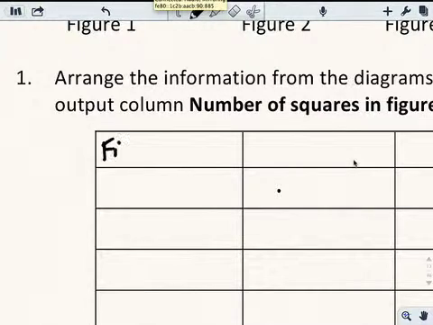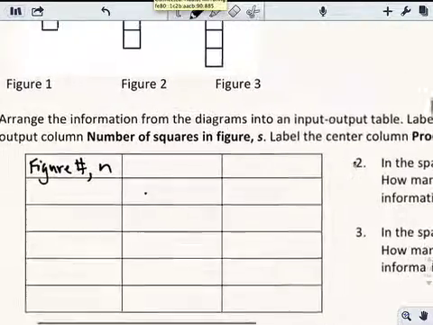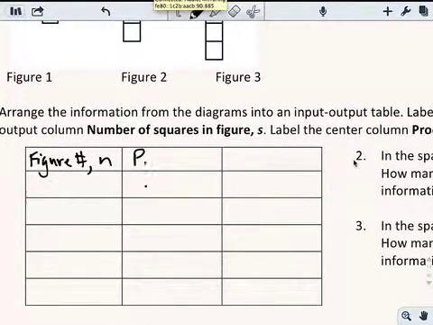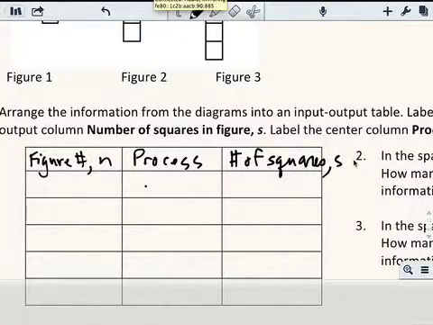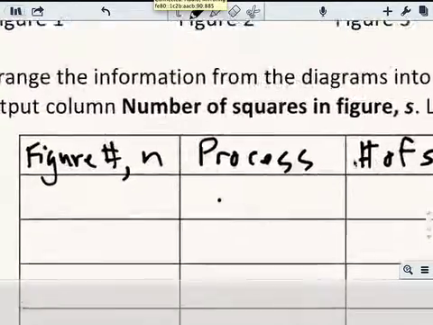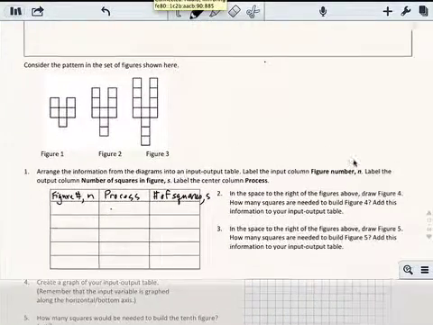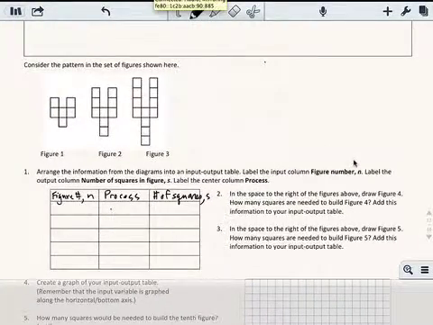Figure number N, and process goes in the middle, and number of squares, S. Okay, so we need to arrange the information from the diagram. So looks like I have figure 1, 2, 3, and I assume I'm going to look at 4 and 5 because I have space for that.